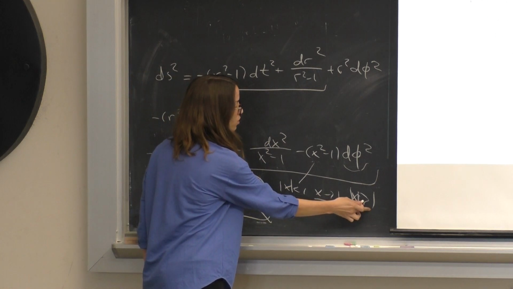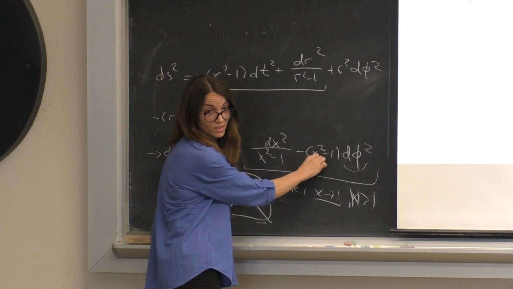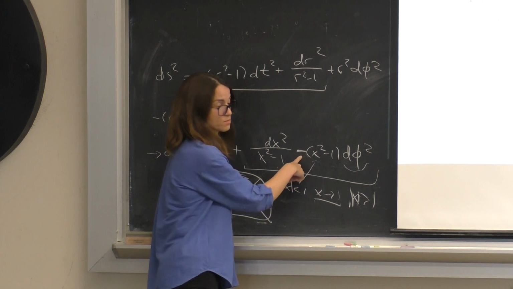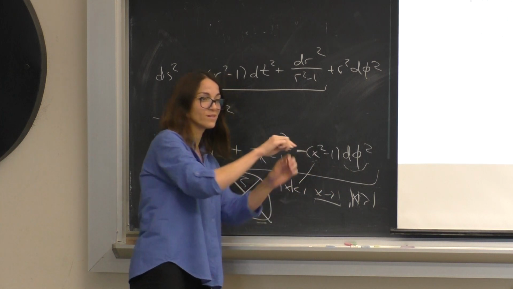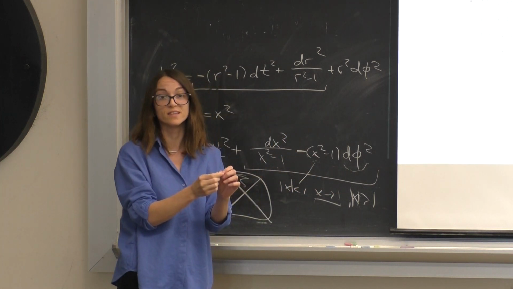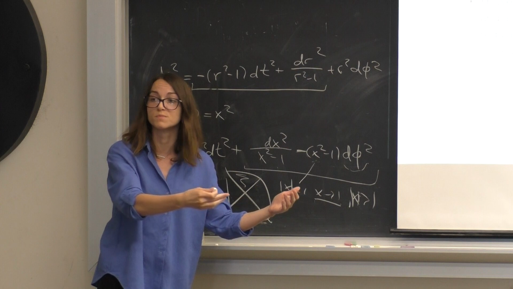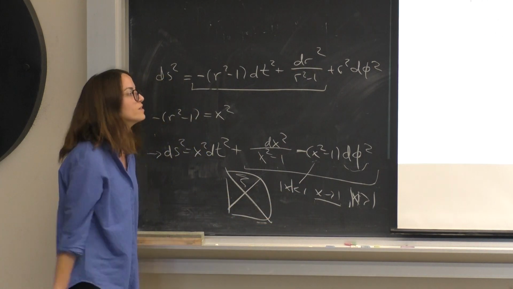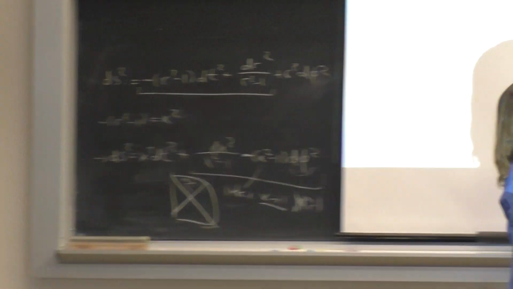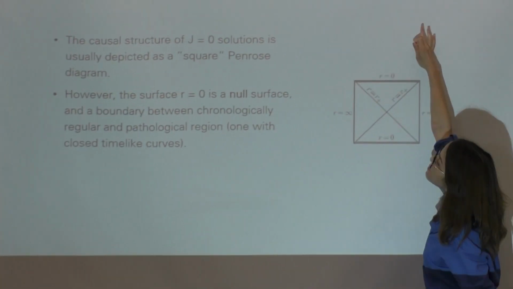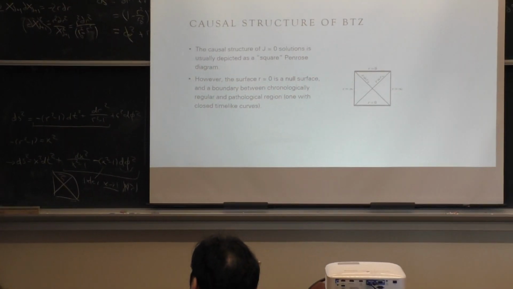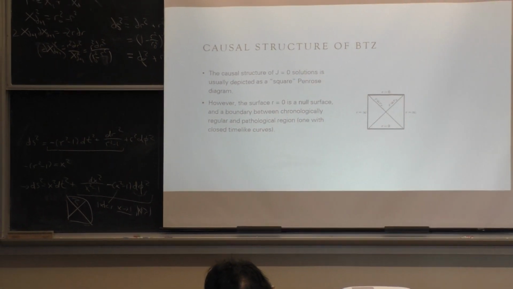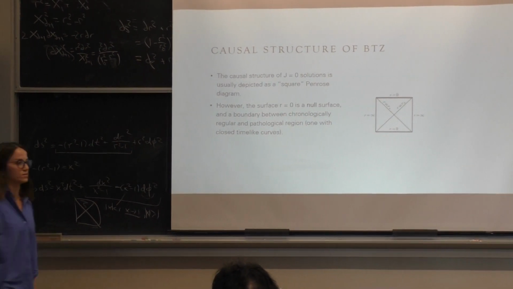And if you go above 1, then this factor is positive. So this becomes really time, because there's a minus here. And so your time is now periodically identified, and therefore you obtain closed timelike curves beyond this x equals 1 region. So here everything is fine, but the moment you go up, you get into the closed timelike curve region. So what you're trying to convince me of is that x equal to 1 is a null surface? Yes.